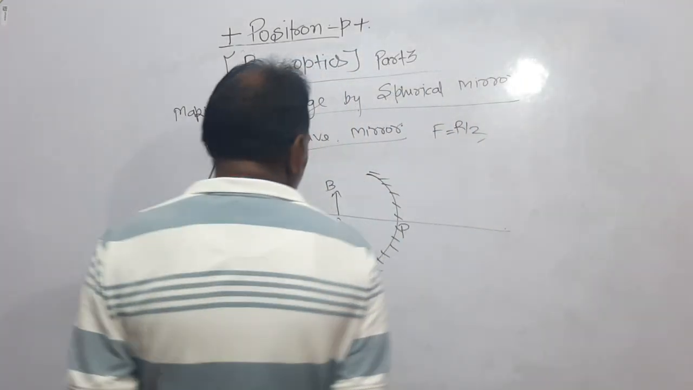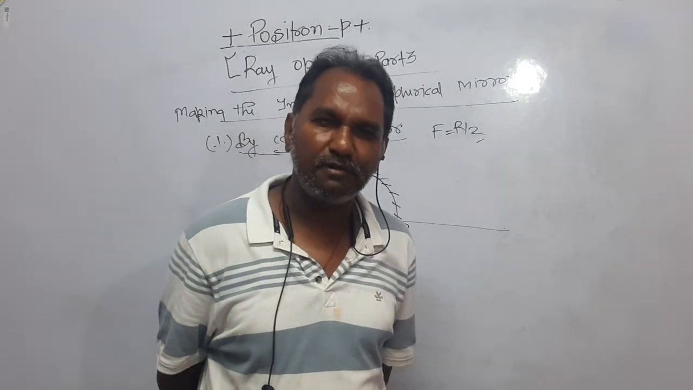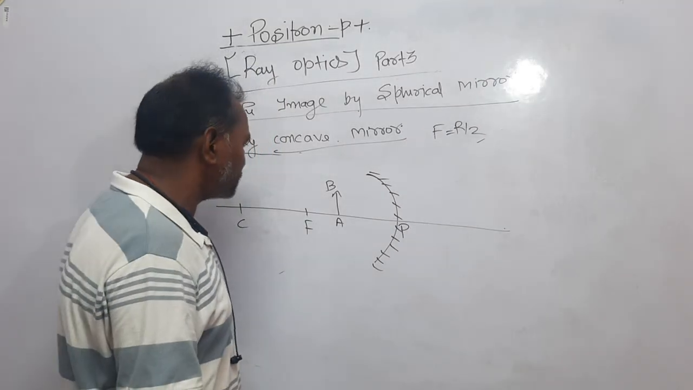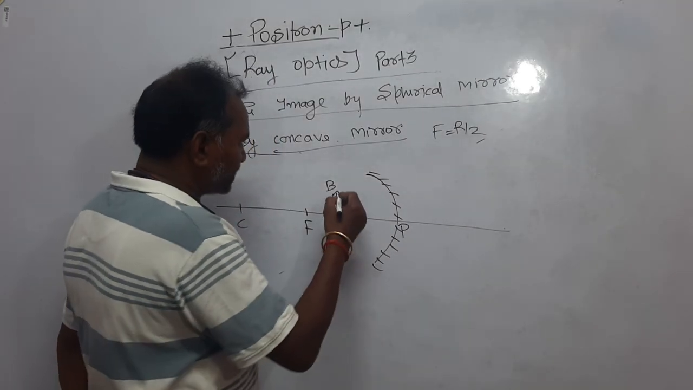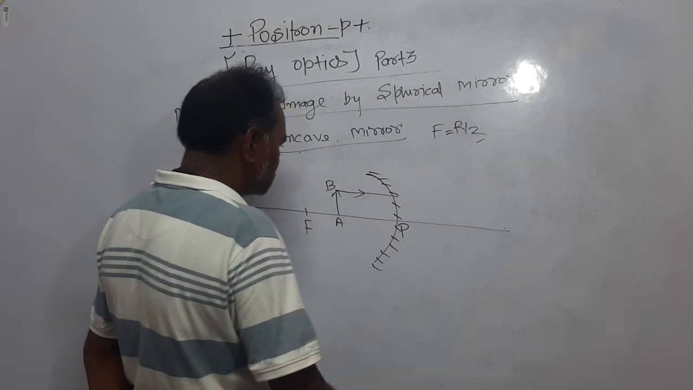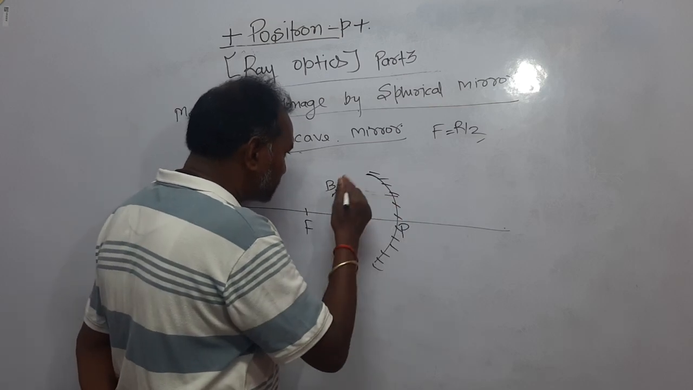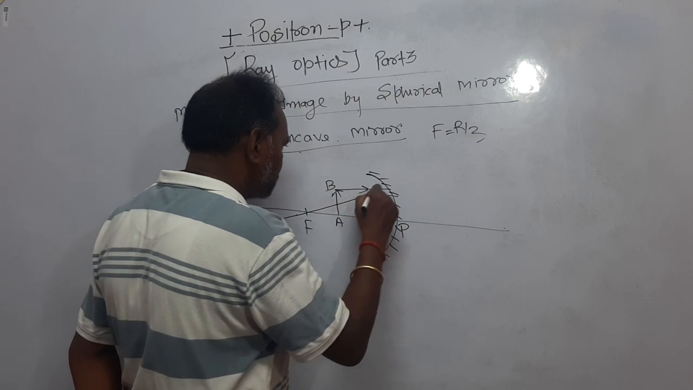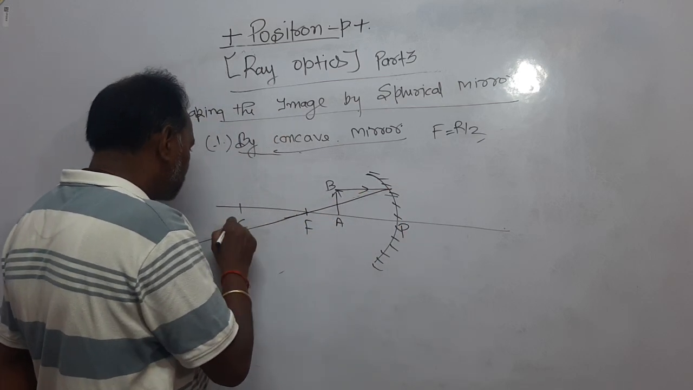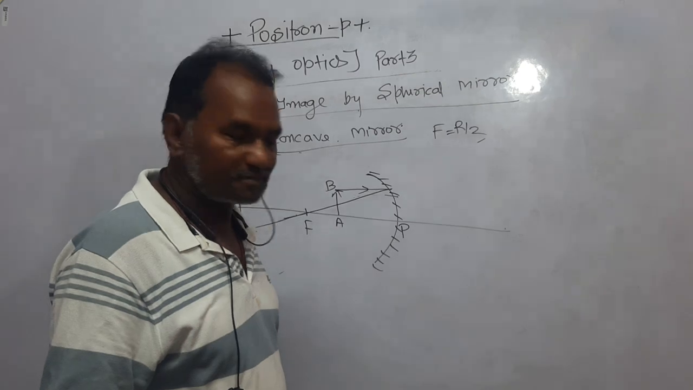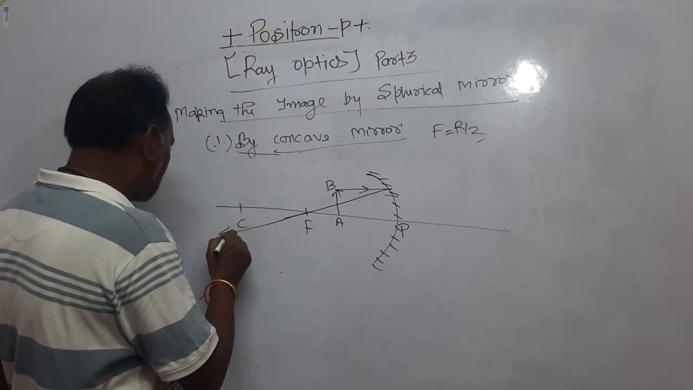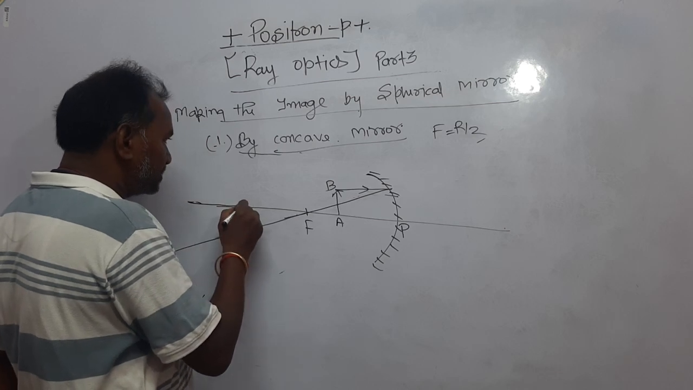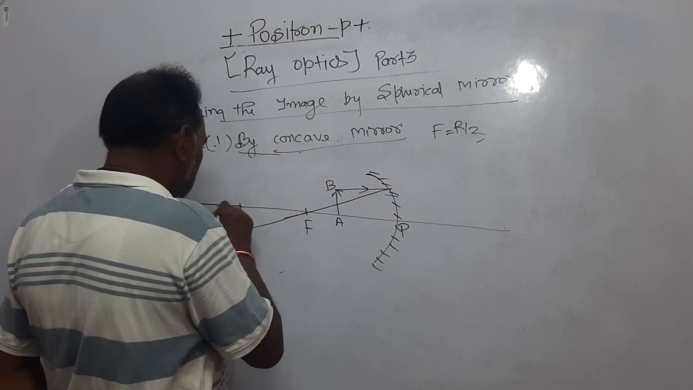Let's talk. Dear students, nothing in physics we have to mug up. We just have to apply the basic concepts. Basic concept is what? You can take a ray parallel to the optical axis. After the reflection, you know, this ray passes through the focus in this way. This way, one ray you got. Let's take another one. Another ray I am considering from center of curvature.